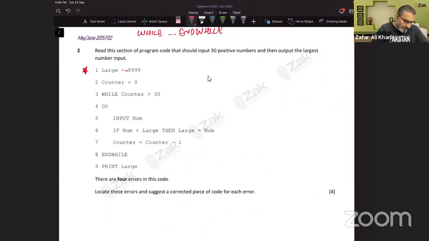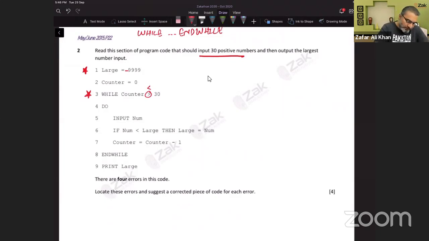So large should be minus 999. Large should be minus 999. It could be any big number, but on the lower side. Counter is equal to 0 while counter is greater than 30. So that should input 30 positive numbers. Means less than 30, not greater than. Since it is starting from 0, so less than 30. If it starts at 1, then less than or equal to 30.